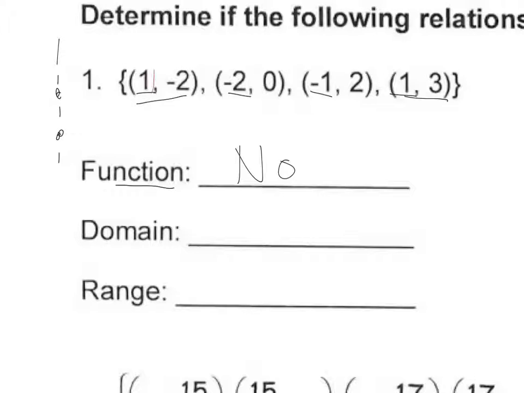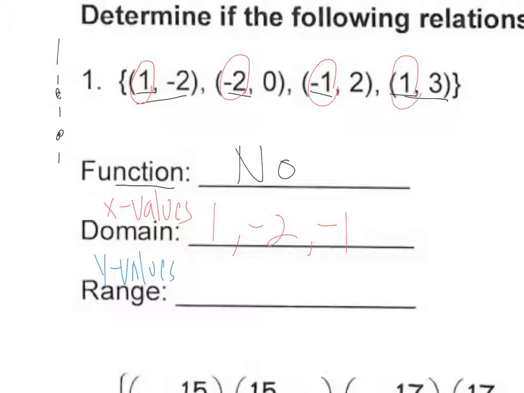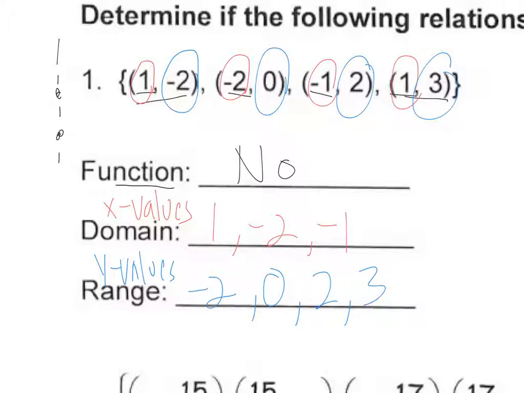The domain, I'm going to look for my x values. The domain is the set of all x values. So you've got 1, negative 2, we've got negative 1, and then 1 repeats, so we don't have to include that again. So the domain for this is 1, negative 2, and negative 1. The range is the set of all y values. And to do that, I'm going to look at my y values. So we got negative 2, 0, 2, and 3.